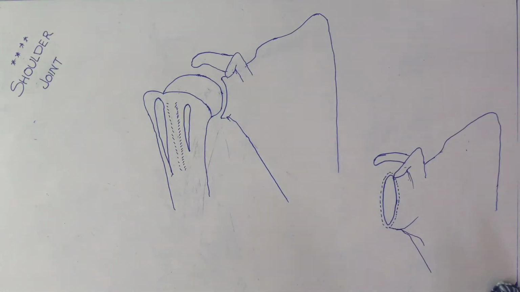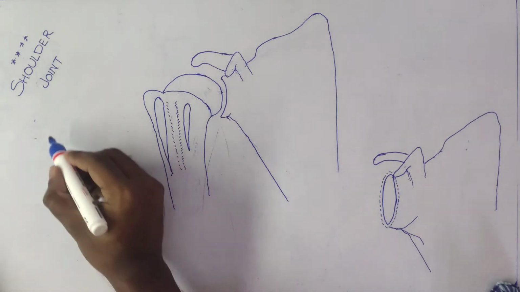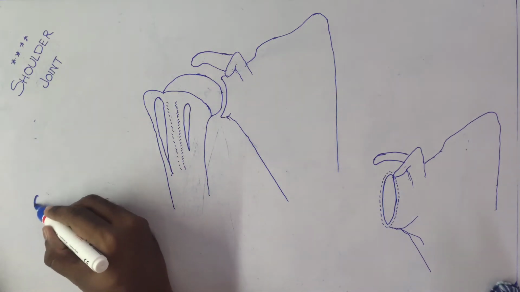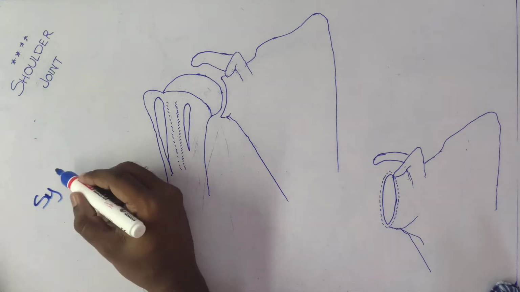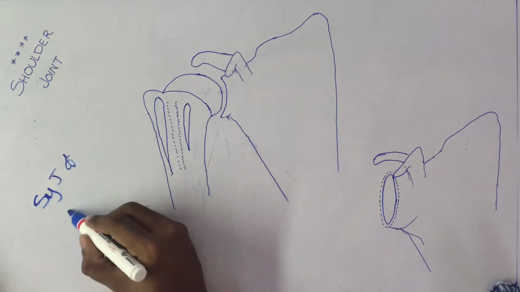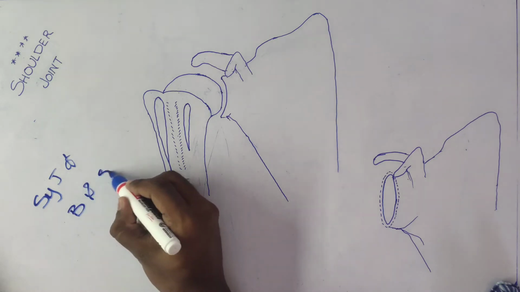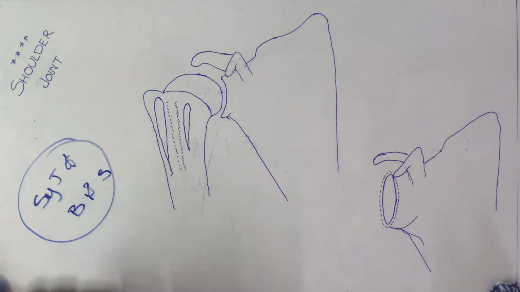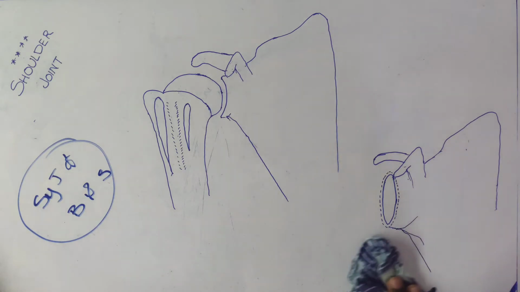While studying the shoulder joint, first we should know what type of joint it is. The shoulder joint belongs to the synovial joints. It is a synovial joint of the ball and socket variety.